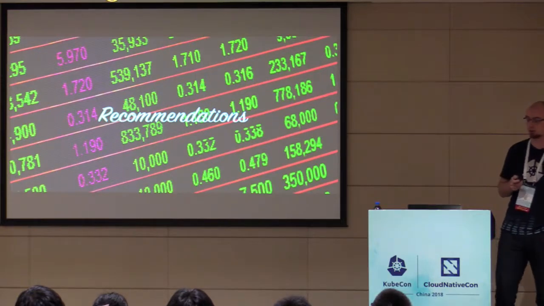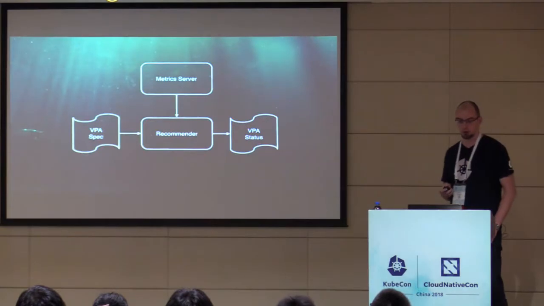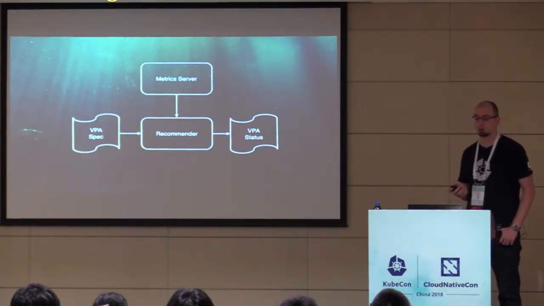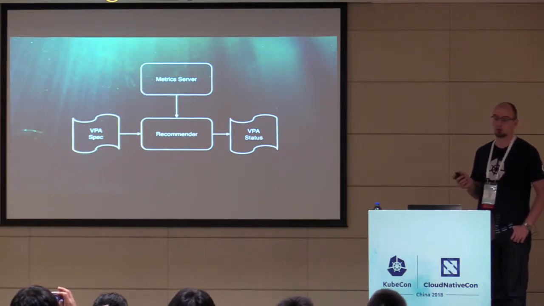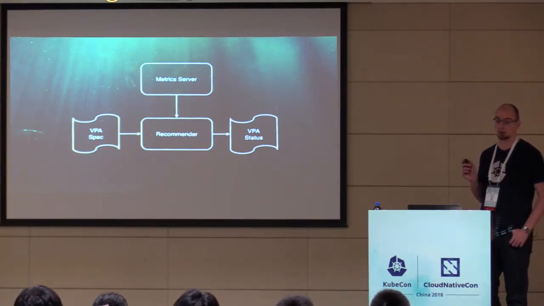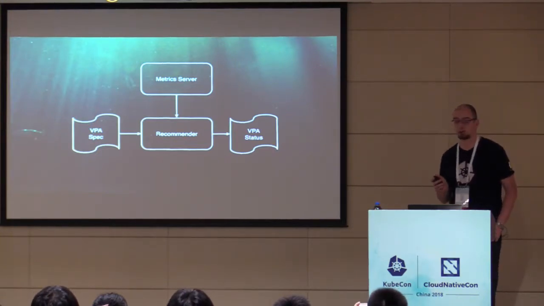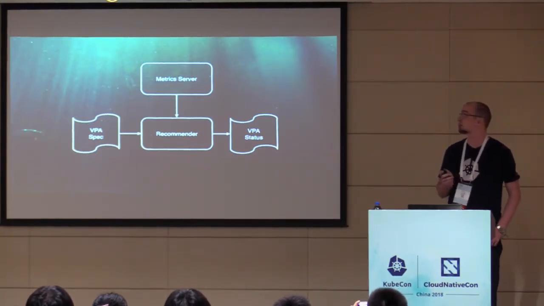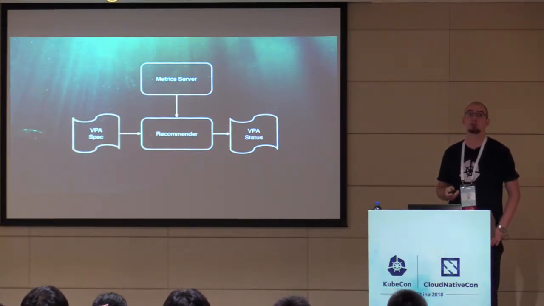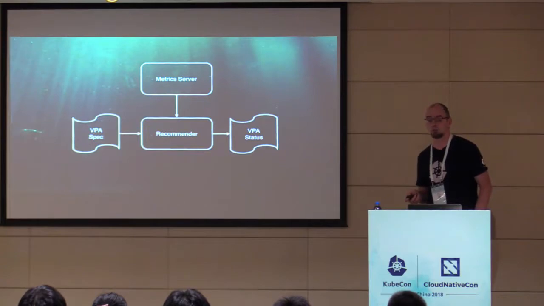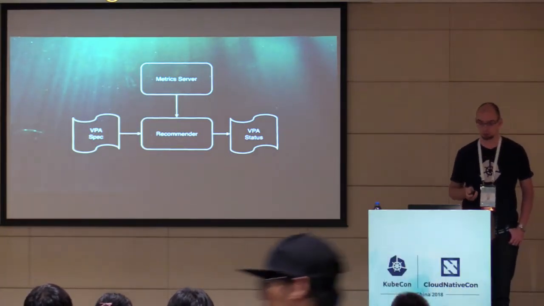Okay, now a little bit about the recommendations, which are obviously very important in this picture. The recommendations are calculated based on the observed real-world usage. For that, VPA recommender component periodically checks the usage of the pods that are under VPA. It gets the data from the metric server, recalculates the recommendations, and puts these recommendations back into VPA status object, which I showed you a couple minutes ago.